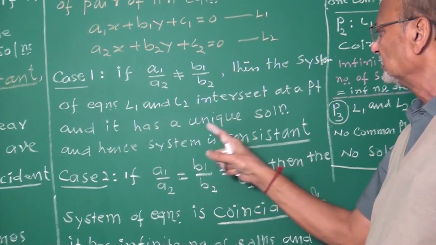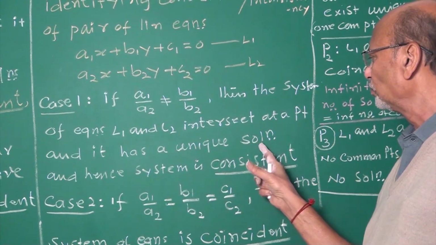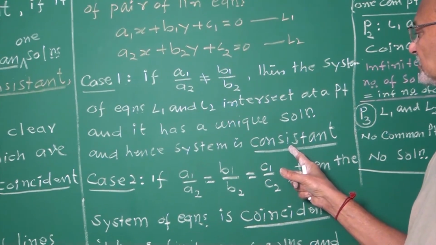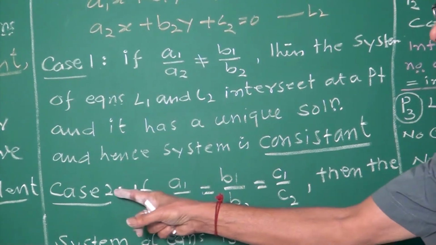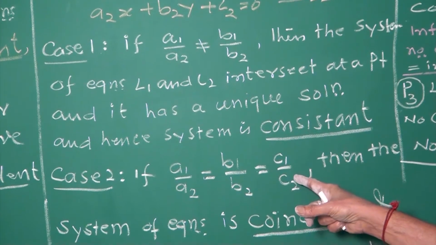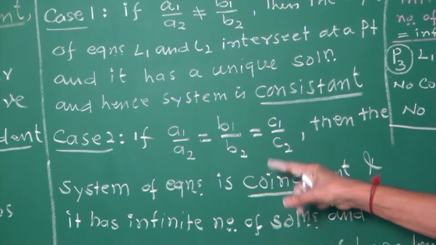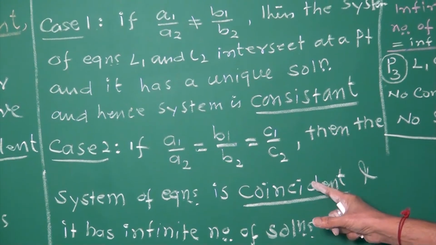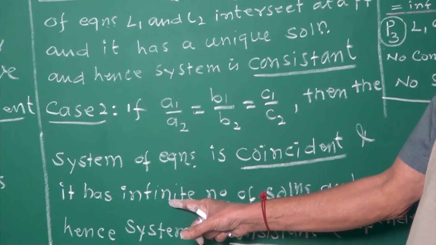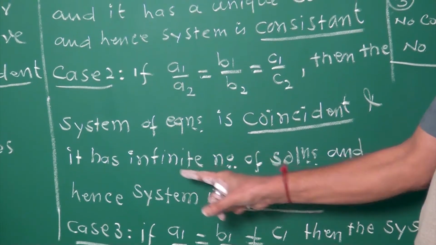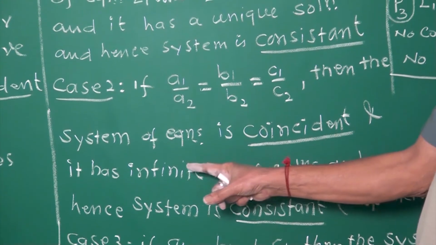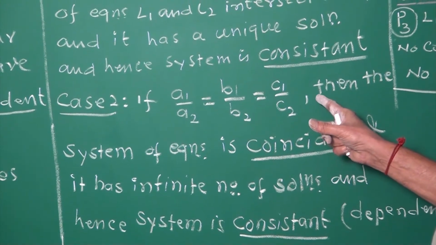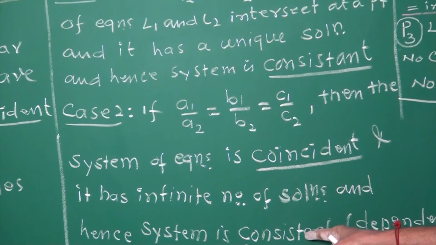Intersect means it has a unique solution. Unique solution means in this case the system is consistent. What is the second case? All the three ratios are equal. In this case, the system is said to be coincident. Coincident means it has a solution, but the number of solutions is infinite. As there is a solution, even in this case, the system is said to be consistent.